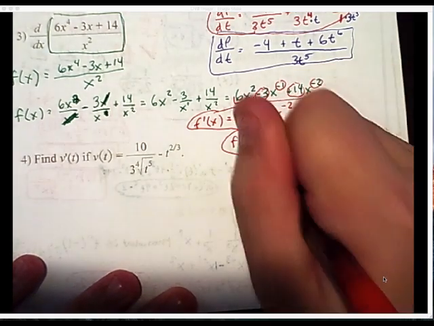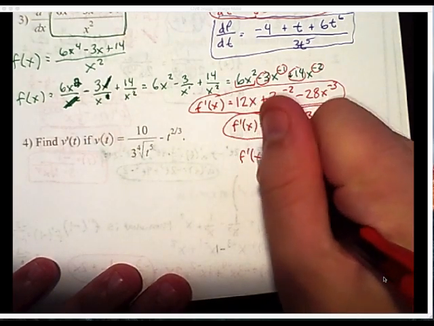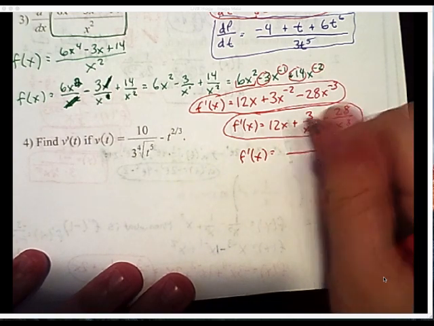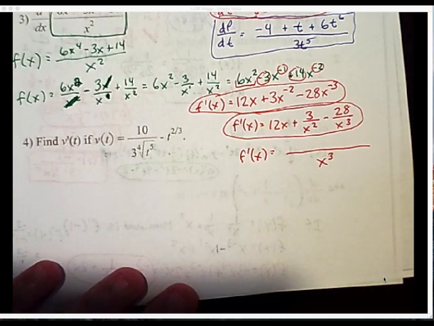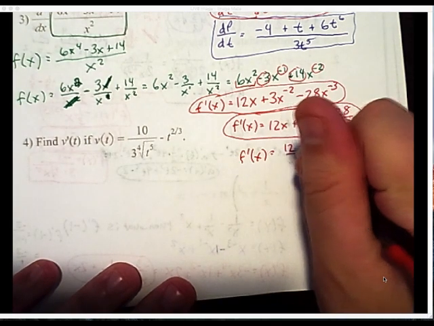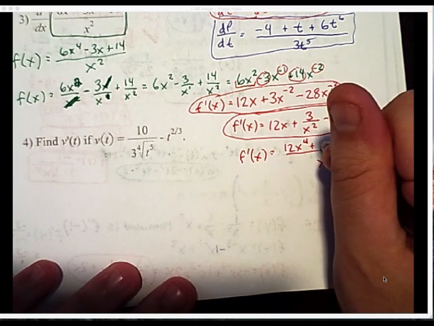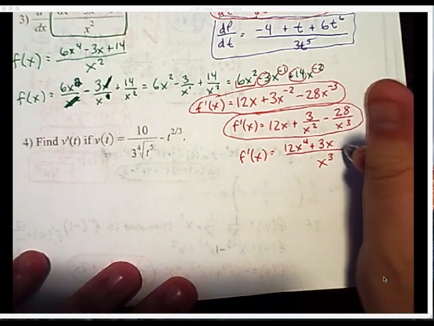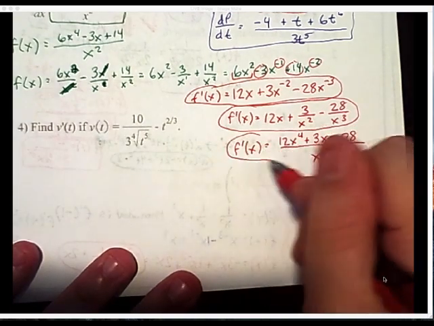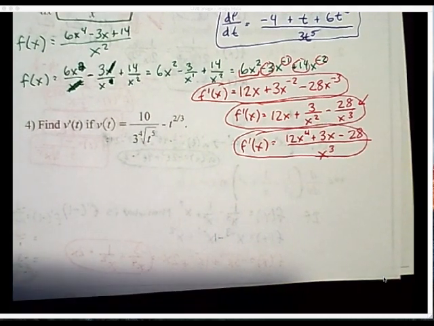You could write it like that. Okay. Or you could go crazy and even get a common denominator. Common denominator is x cubed, so multiply all of these, make it work out to become x cubed on the bottom. Okay, so that would end up being 12x to the fourth, plus 3x minus 28, if you got a common denominator. Okay. Most likely that would be the answer that would be given if it was multiple choice.